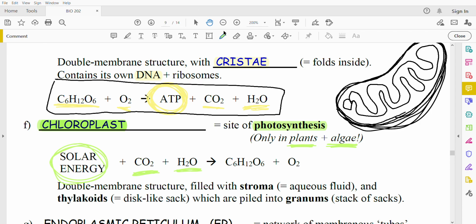So what do these plants do with all this? They make sugars. So this is the chemical formula for a simple glucose molecule, and then as a byproduct they also make oxygen, which happens to be very convenient for us humans and other animals. We rely on plants for the oxygen. So that's what chloroplasts do.